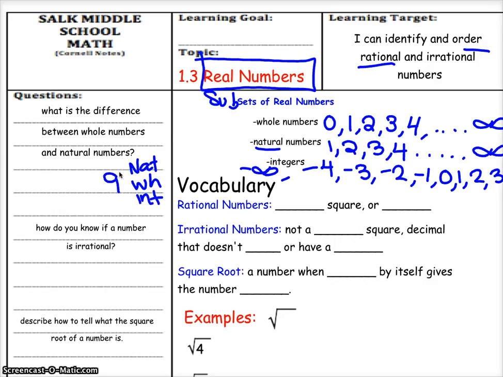What about negative 33? What set is negative 33 in? Eli? Integers. Can it be whole? No. Can it be natural? No, because they don't include that. So this would be integers. So one of your learning targets is to be able, if I give you a number, you tell me which set they go in. Okay?